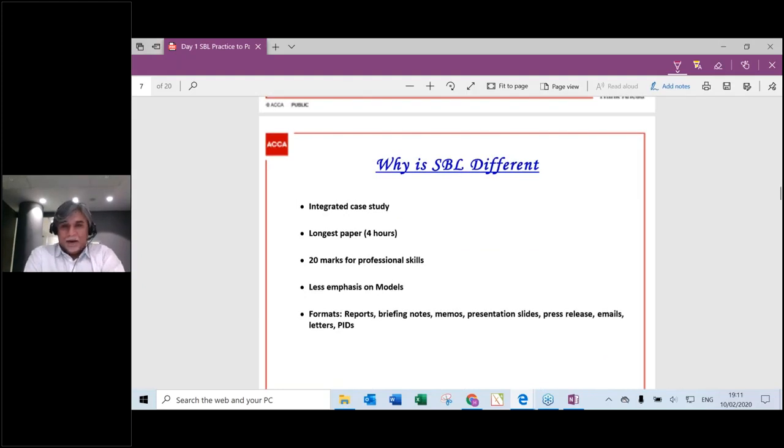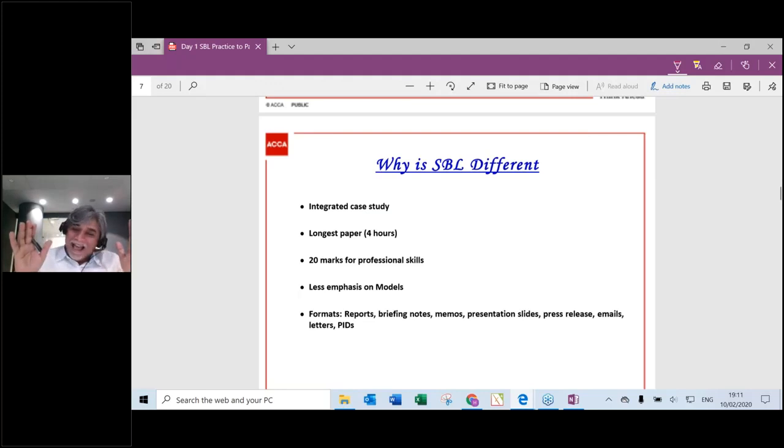Right. A little bit about SBL. Most of you, if you are regular students, you would definitely know, but I would just give you a different perspective about SBL. Why is SBL different from all the other ACCA papers you have given so far? Number one, it's got an integrated case study, which means that there will be one big case and all the questions will be coming out from that one case. So in case you are not able to understand the case, you are in for trouble.